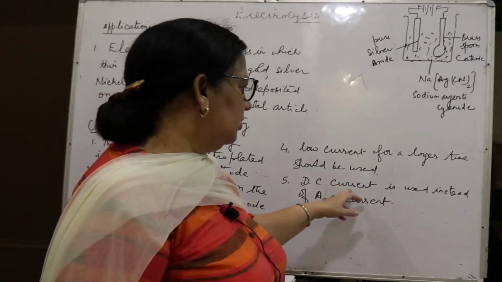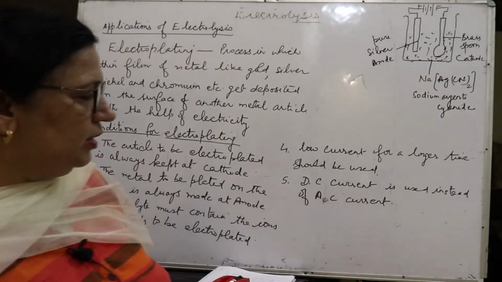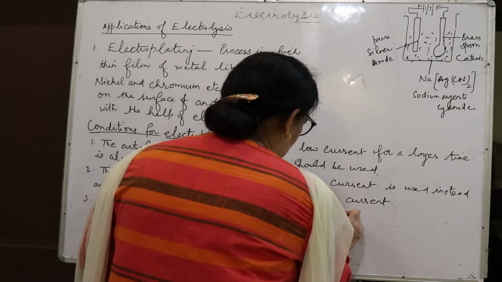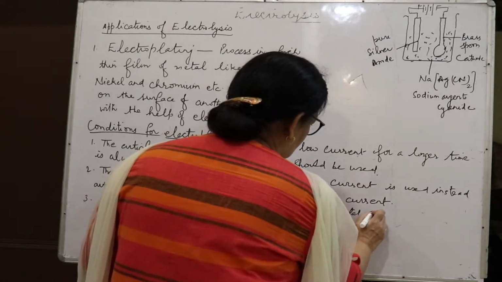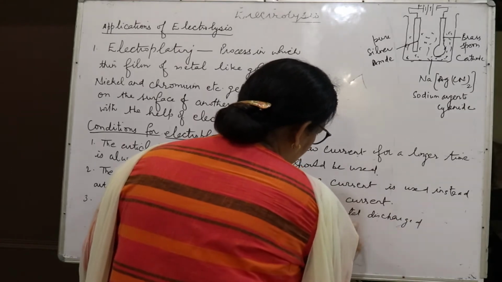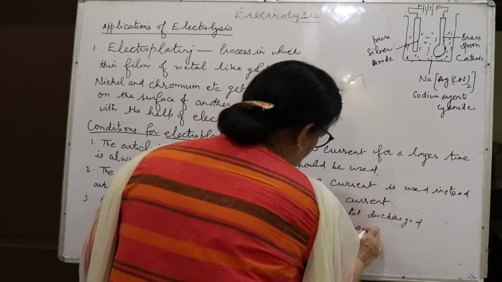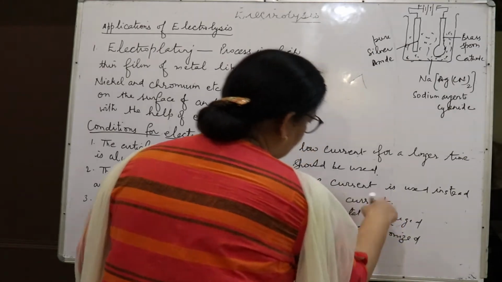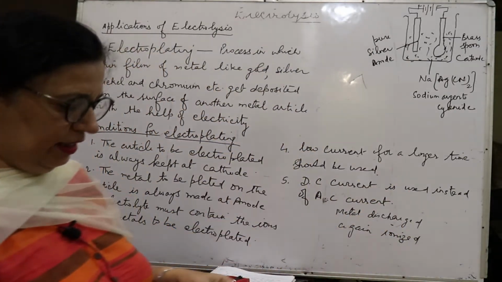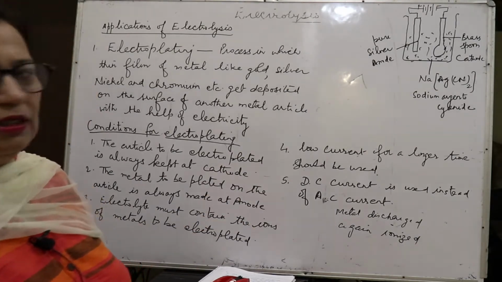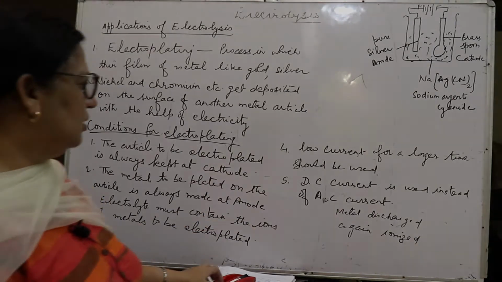Why is DC current used? If we use AC current, then the metal will get discharged at the cathode, and again it will ionize, again be discharged, again ionize. Alternately this process will go on. That is why DC current is used instead of AC current.